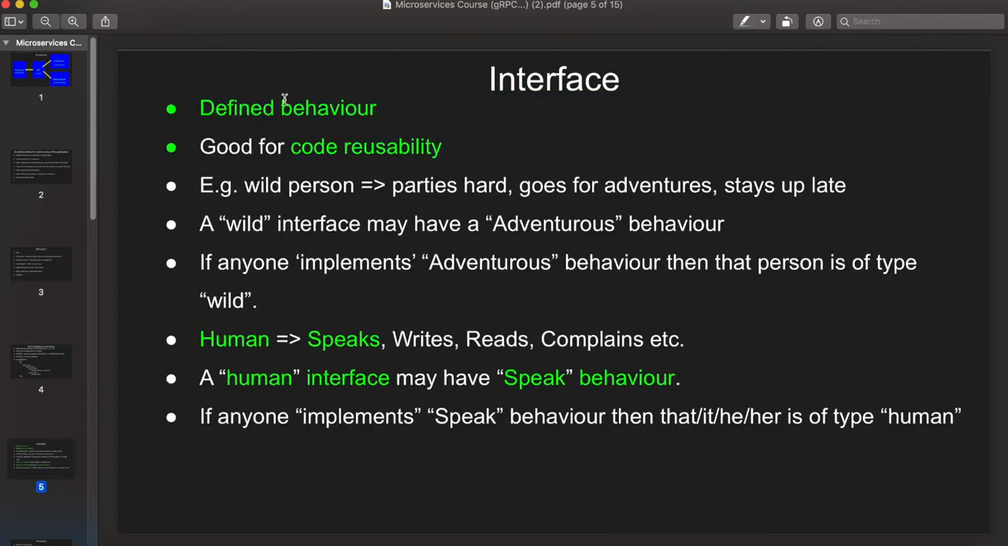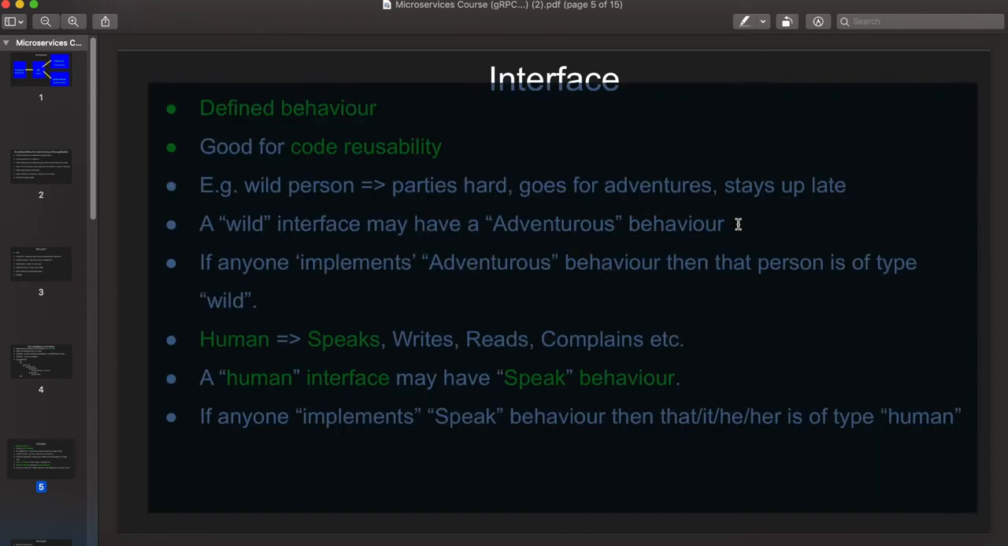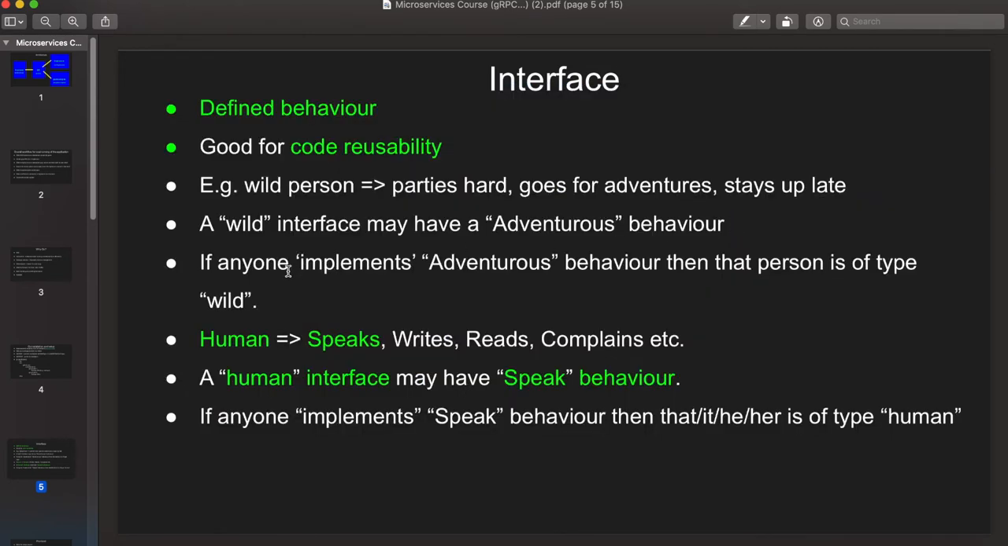What I mean by defined behavior is that, for example, if we say a person is wild, then what does it mean? He probably parties hard or goes for adventures or stays up late. So a wild interface may have an adventurous behavior. Similarly, if anyone implements this adventurous behavior, then that person can be of type wild.